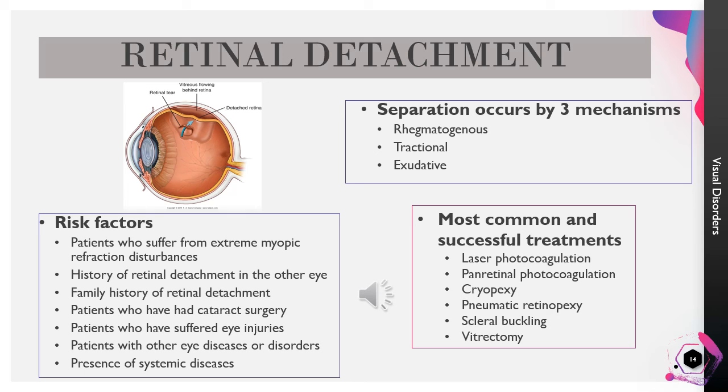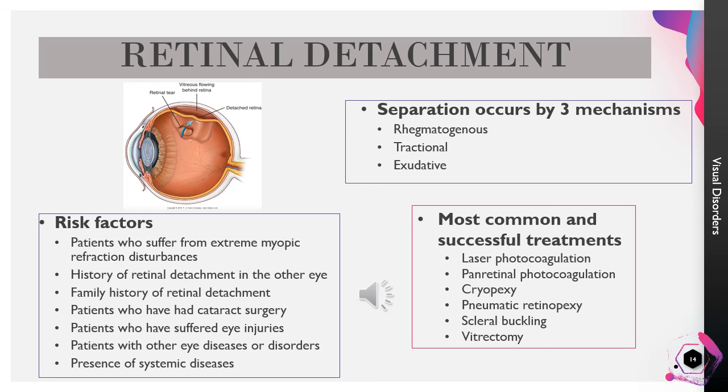Separation of the retina occurs by three basic mechanisms. Rhegmatogenous separation is the most common form of retinal detachment and occurs when a tear or break in the retina allows fluid to move under the retina and separate it from the pigmented cell layer that nourishes the retina.